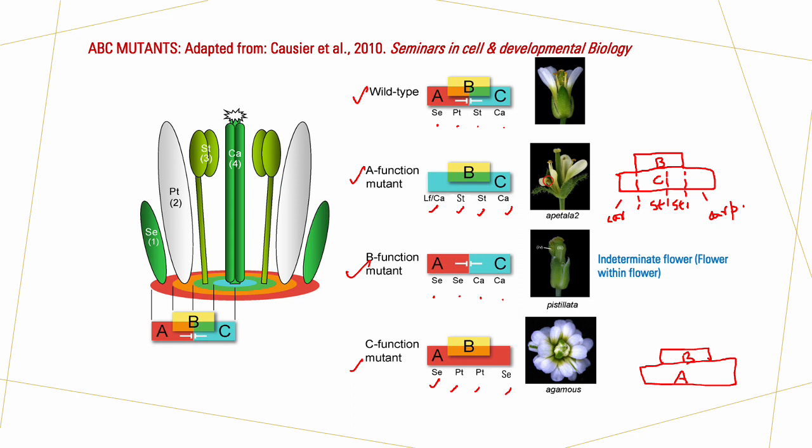Please remember, B function mutants are also known as indeterminate flower or flower within flower. Such questions have been asked in CSIR directly, that indeterminate flower will be formed by which kind of mutation. So the answer is B function mutation or B function mutant, right?